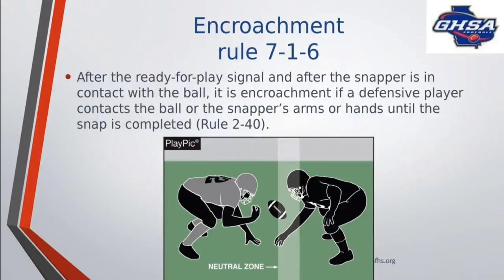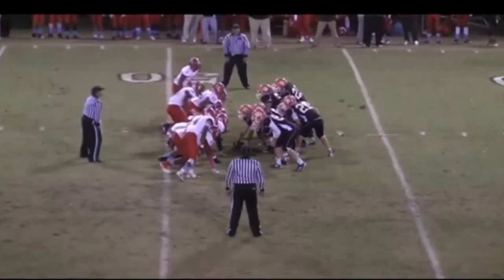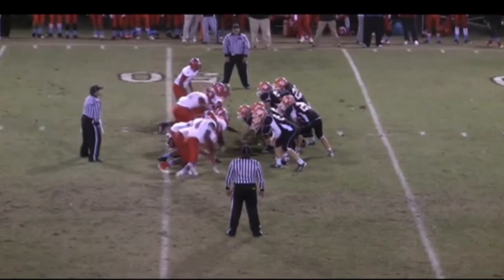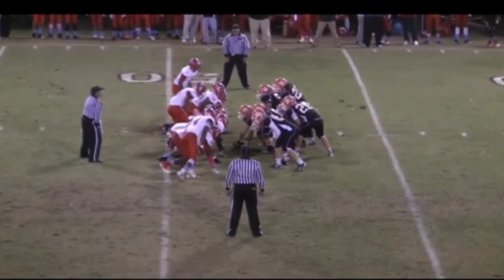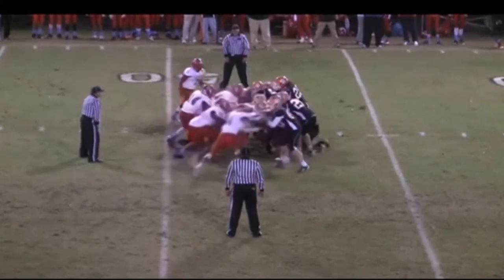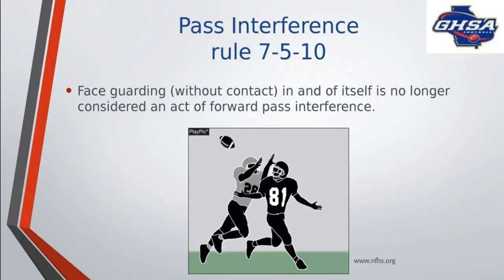This is a weird one that you're rarely going to see. After ready for play and after the snapper is in contact with the ball, encroachment: an offensive player contacts the ball or the snapper's arm or hand. See it right here? You've got to slow it down to see. It's going to happen quick, and it's usually going to happen in this situation, victory formation. But that would be encroachment. You've got to have quick eyes on that one.